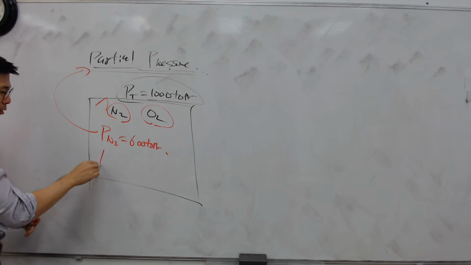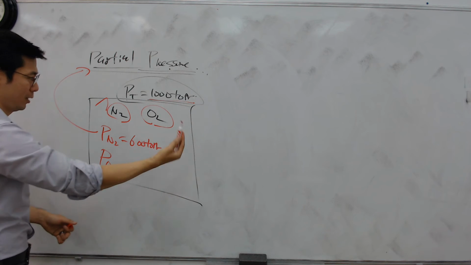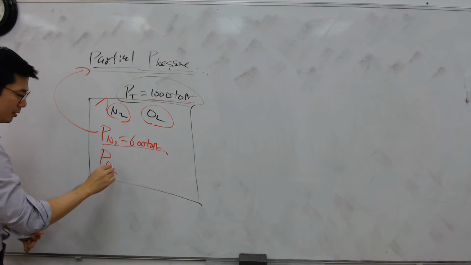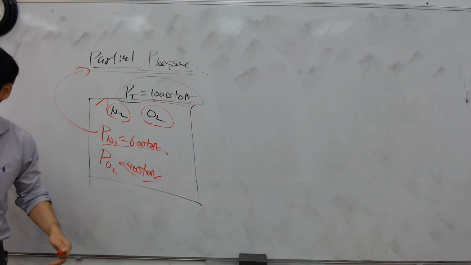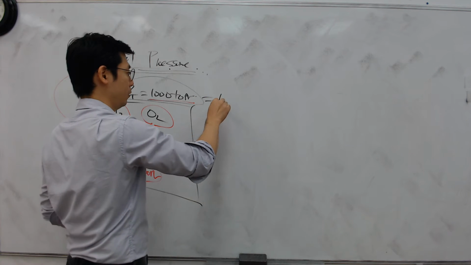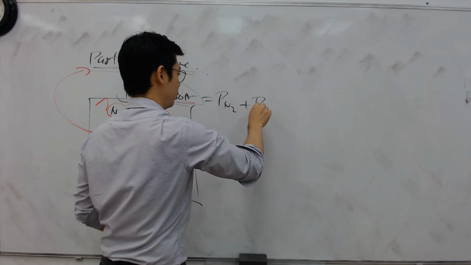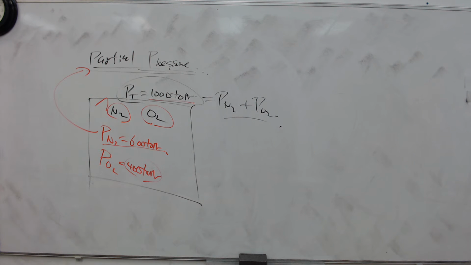Then what do you think the pressure of the O2 gas is? If N2 is 600, it must be 400 torr. Do you understand, guys? That's what partial pressure is: 600 torr and 400 torr. The equation is what? The pressure of the N2 plus the pressure of the O2 is equal to the total pressure. It's a very simple understanding, right?